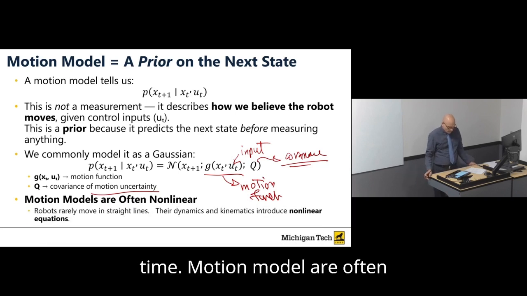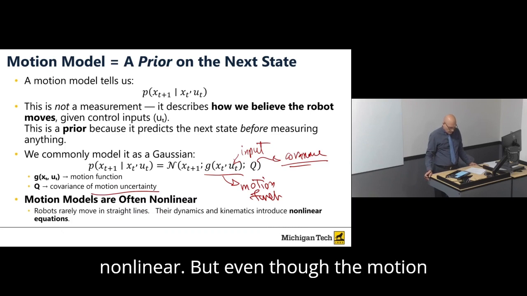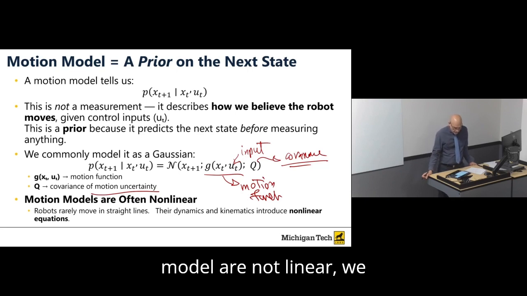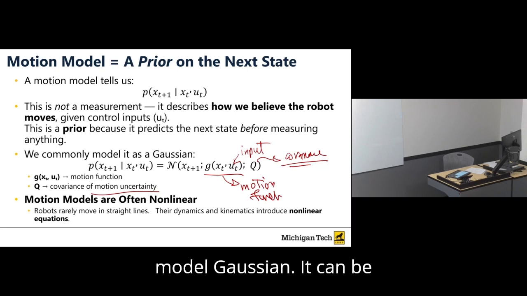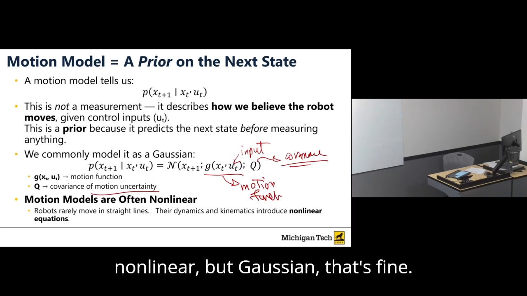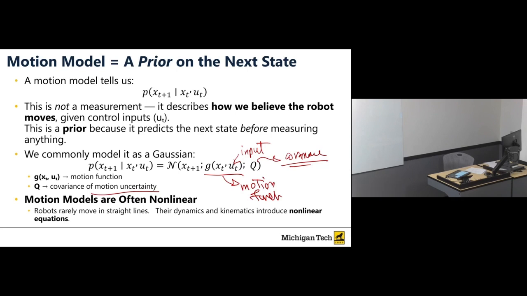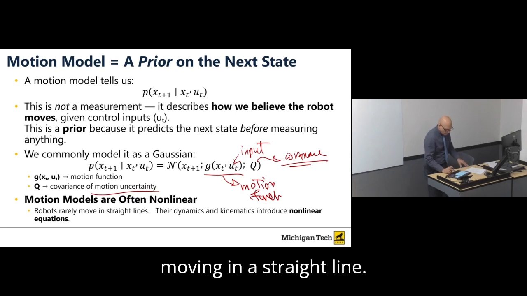Okay, motion models are often nonlinear, but even though the motion models are not linear, we consider the motion model Gaussian. So it can be nonlinear but Gaussian, that's fine. It's not linear because you are not moving in a straight line.